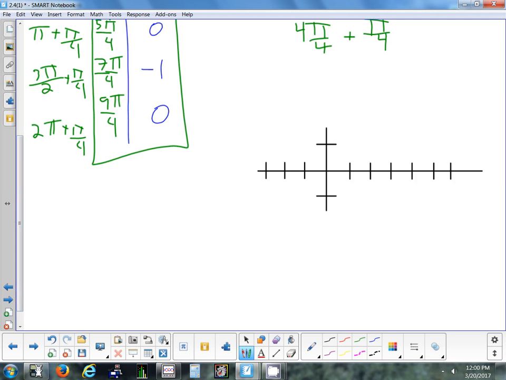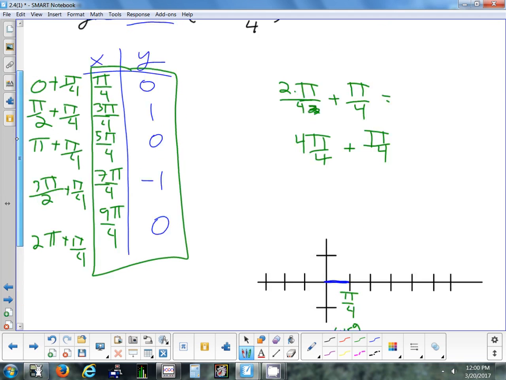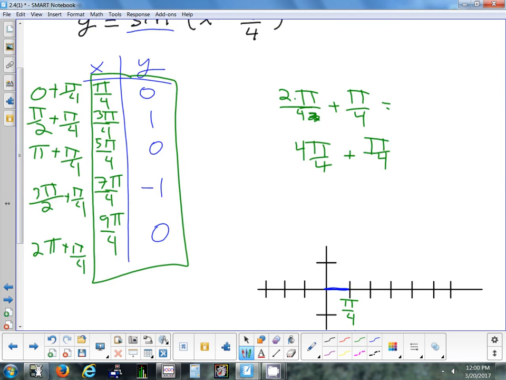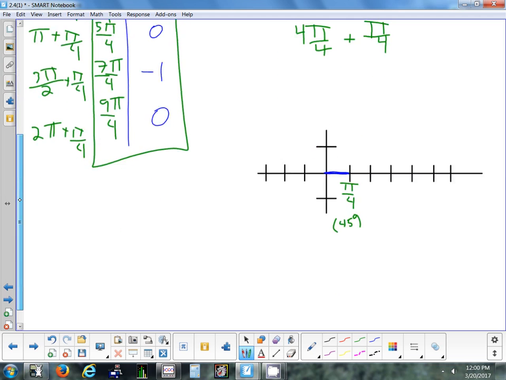So, I'm going to put pi over 4 right there. What did I say that was in degrees? 45. All right, I'm going to put it in parentheses because I want you to see something. That's 45 degrees. So how much of a gap is that right there? It's 45 degrees. Okay, that's a 45-degree gap. What did I say the next number is? 3 pi over 4. (135). In degrees, that's the next one.